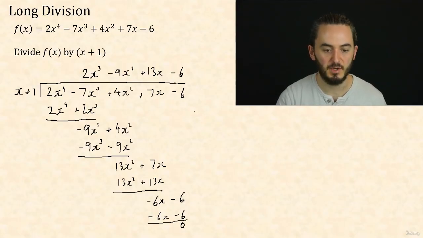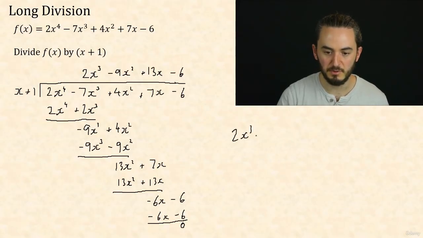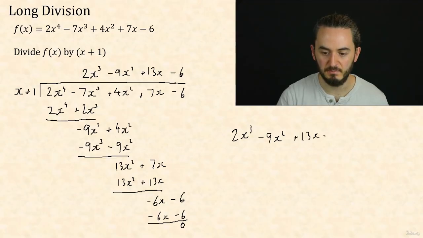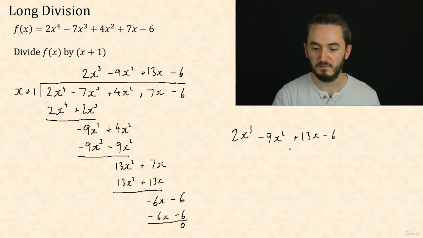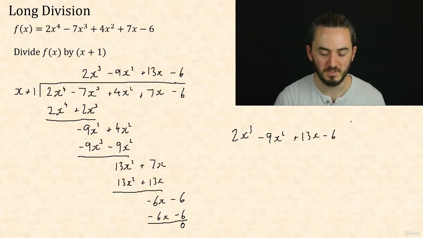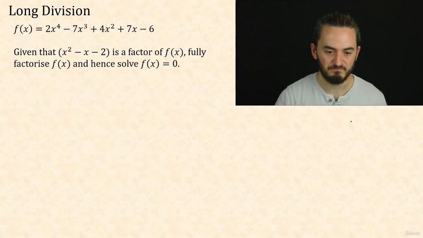So we have fully divided f of x by x plus 1, and what have we got? We've got 2x cubed minus 9x squared plus 13x minus 6. Now, I didn't say solve anything or do anything further, so that is our answer. One more example.